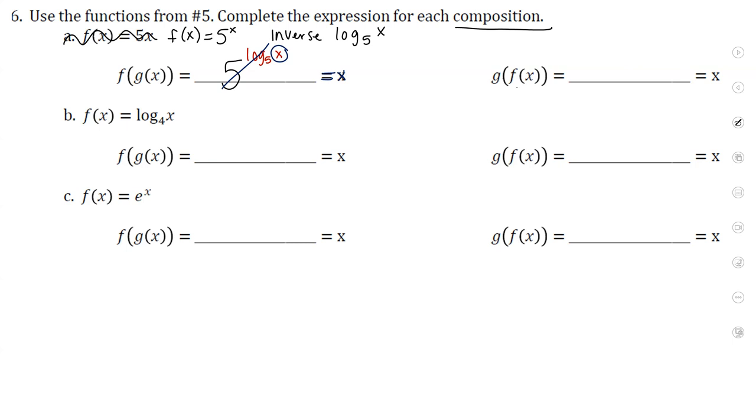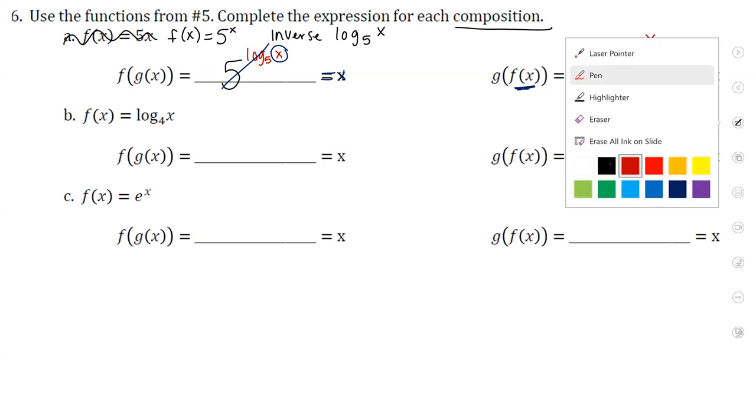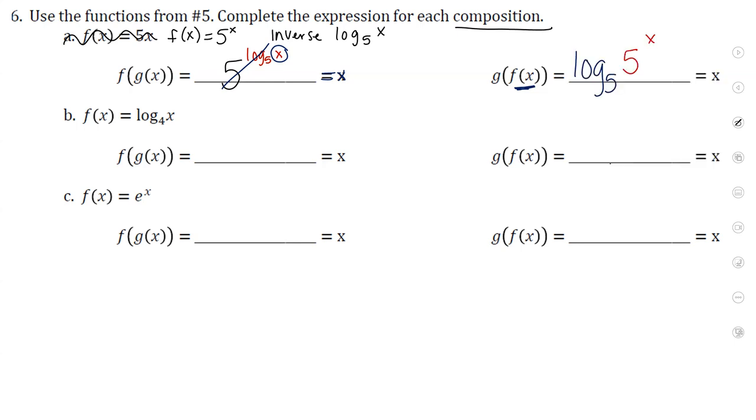Now we're going to put f inside of g. So I'm going to write g nice and big right here, but instead of putting an x here, I'm going to erase this and put f inside of it. Okay. Log base 5 and an exponential 5 to the power of x. These cancel. Logs and exponentials cancel out, okay? So I'm left with just x. I'm going to have you guys do the next two.